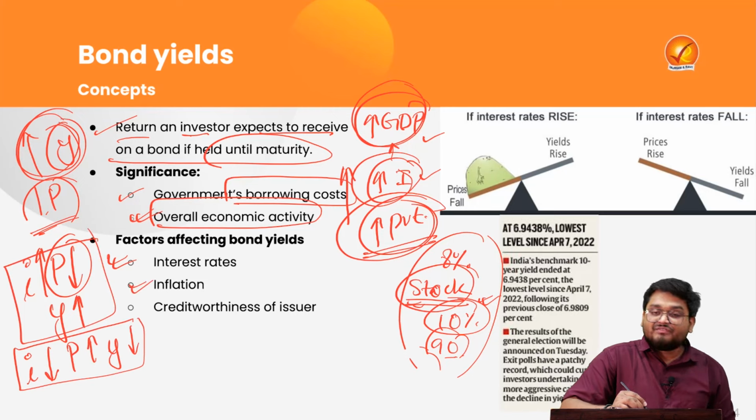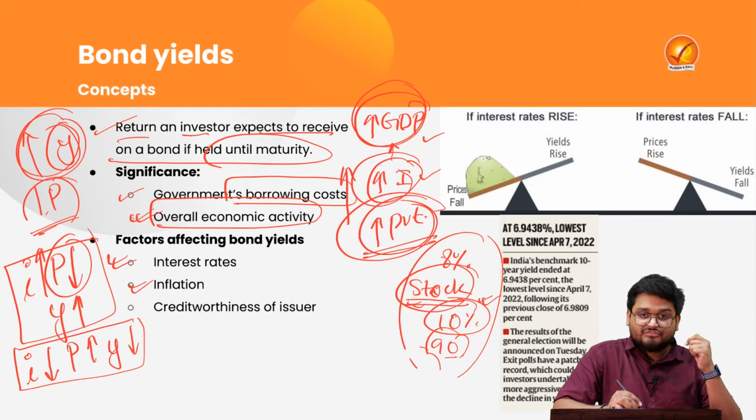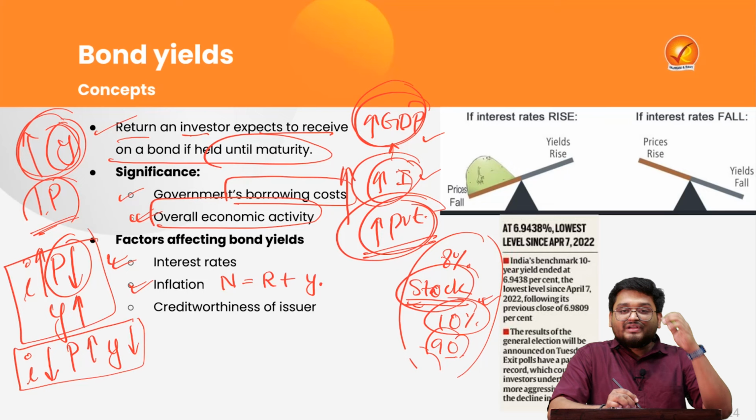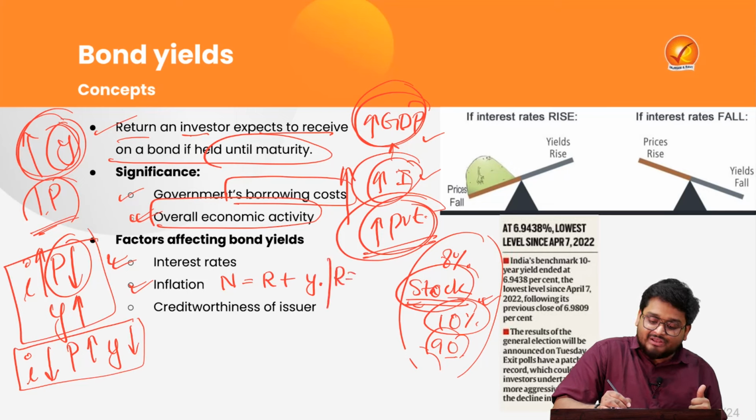And finally, inflation is also a very important factor, because the total amount of return to a particular investor is known as nominal return, which is actually the real return plus the bond yields. So we understand actually the real return is the nominal return minus bond yield.